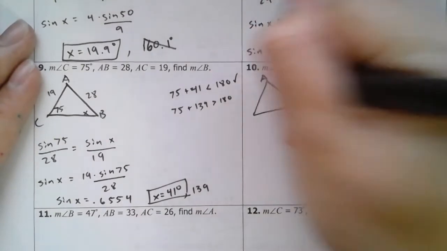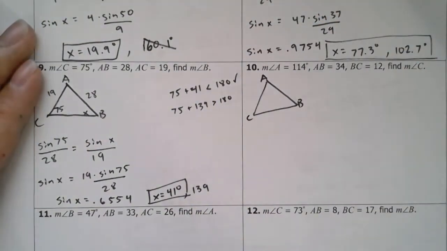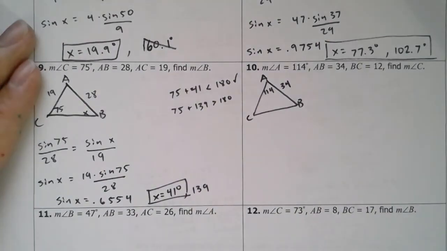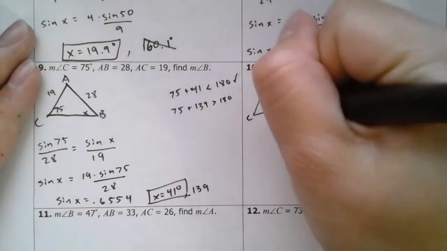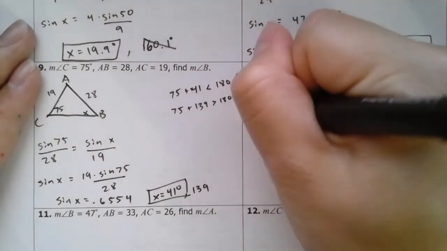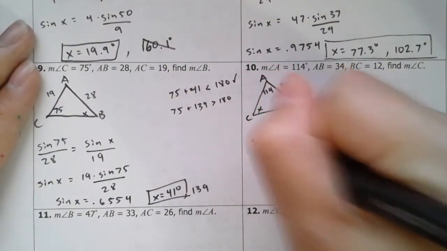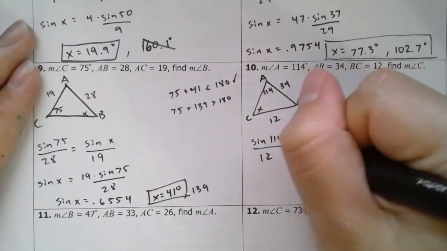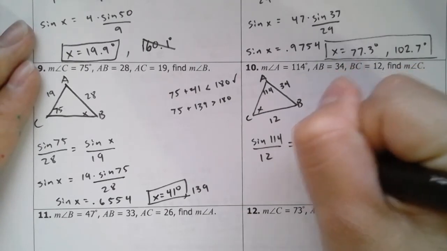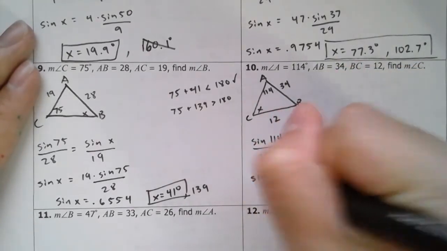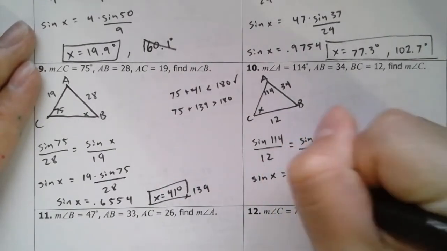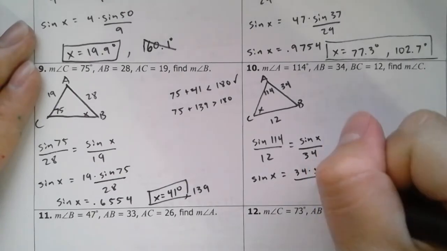That was embarrassing, sorry. ABC, the measure of angle A is 114. AB is 34, BC is 12, and it says find measure of angle C. So the sine of 114 over 12 is equal to the sine of x over 34. Sine of x is equal to 34 times sine of 114 over 12.